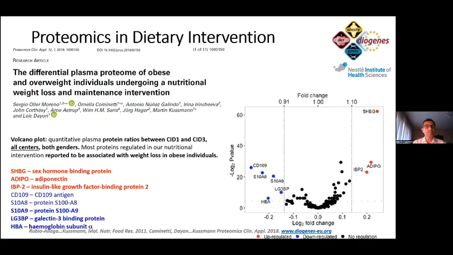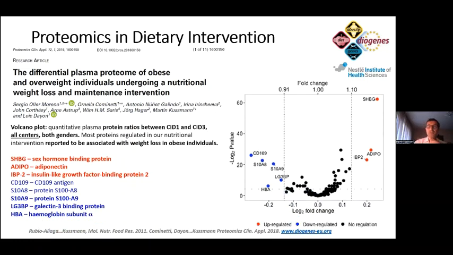Now let's look into the proteomic study in more detail. We published this, and you can see here as a first insight a volcano plot where quantitative plasma protein ratios between CID1 and CID3, that means baseline and post-weight maintenance, are displayed. These data concern all centers involved, all different clinical centers, and across both genders. And interestingly, most proteins that we found regulated in our nutritional intervention were actually reported to be associated with weight loss in obese individuals. So not only are they predictive, they're also functionally meaningful.